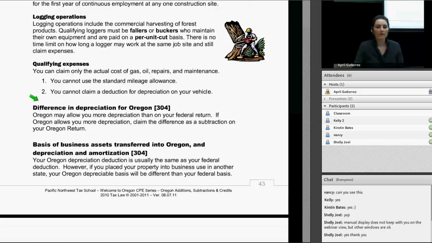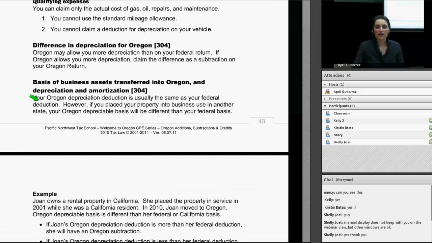Qualifying expenses. You can claim only the actual cost of gas, oil, repairs, and maintenance. You cannot use the standard mileage allowance, and you cannot claim a deduction for depreciation on your vehicle. Difference in depreciation for Oregon. Oregon may allow you more depreciation than on your federal return. If Oregon allows you more depreciation, claim the difference as a subtraction on your Oregon return.